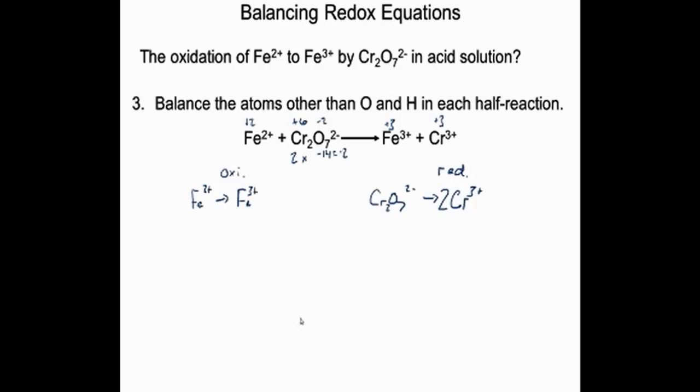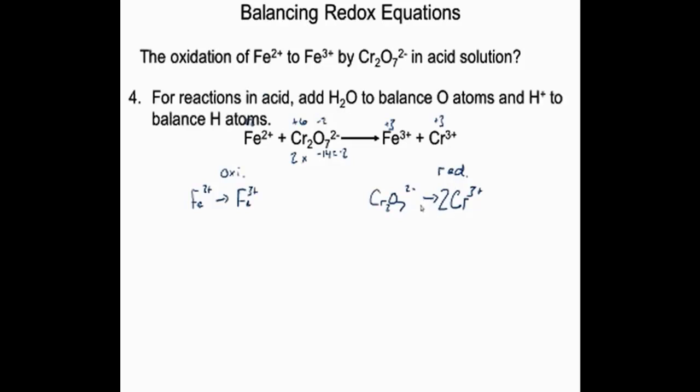Alright, step 3. Balance the atoms other than O and H in each half reaction. So we have one Fe, we have one Fe. Over here, I've already balanced my Crs, so we have 2 Crs, we have 2 Crs. It says balance the atoms other than O's and H's. Alright, so next step, for reactions in acid, and notice this says an acid solution, for reactions in acid, add waters to balance O's, and add H pluses to balance the H's.